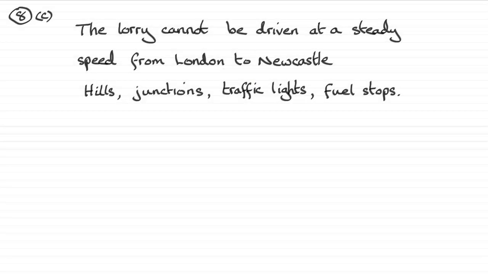So for this last part then, we've got to state one limitation for the model. And we're driving, it says, from London to Newcastle at a steady speed. Well, it's not going to happen, is it? You're going to come across hills, junctions, traffic lights. You're going to make fuel stops, I'm sure. Even if you're tired, you're going to make a stop. So you're not going to stay at a steady speed. So basically, the lorry cannot be driven then at a steady speed from London to Newcastle.